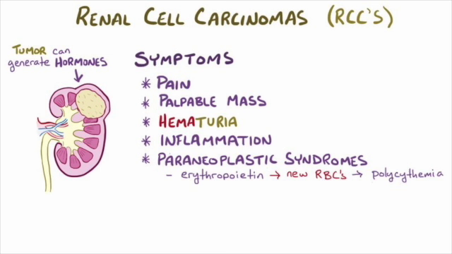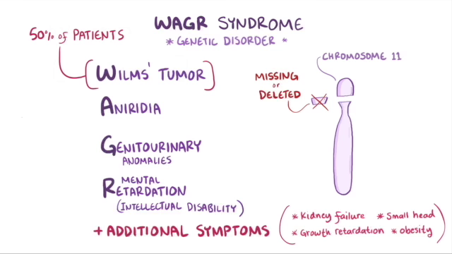CT scan usually the initial test of choice. You can also do a renal ultrasound or MRI, and erythrocytosis is often present, due to increased red blood cells from increased erythropoietin from those kidney cells. Management: stages 1 through 3, you want to do a radical nephrectomy, and a partial nephrectomy in patients with bilateral involvement, a solitary kidney, or as an option for earlier disease.